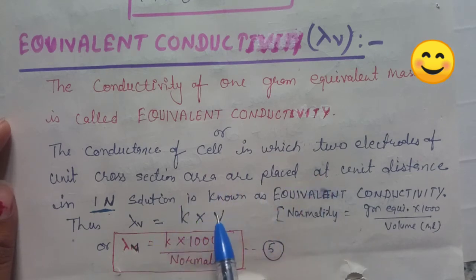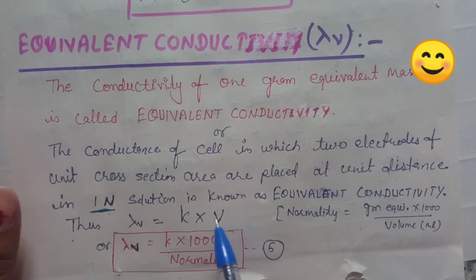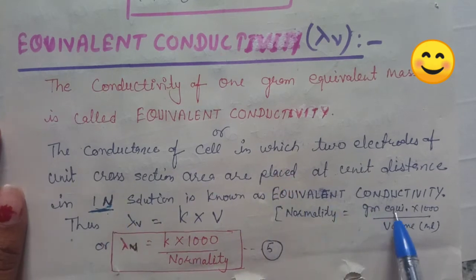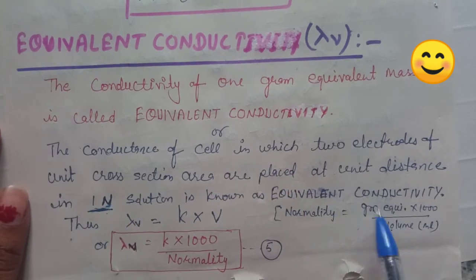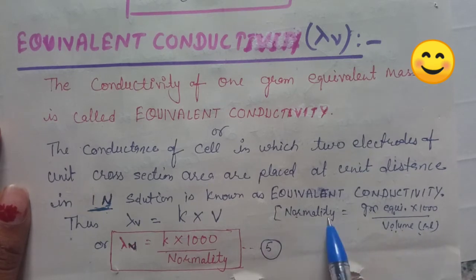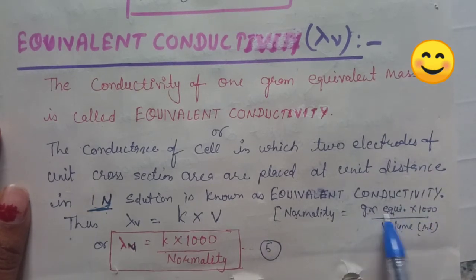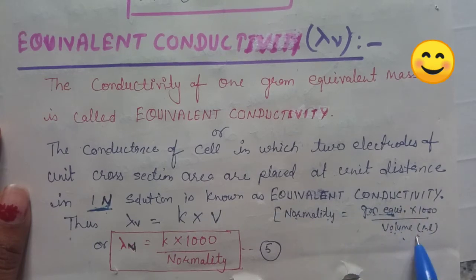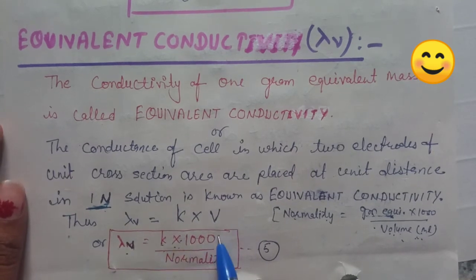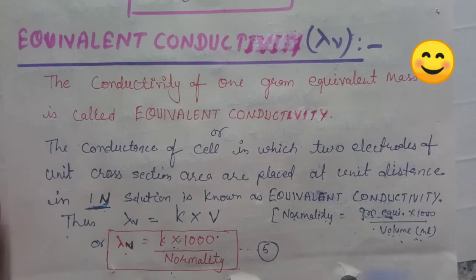Lambda V is equal to kappa into V. Here V is the volume of solution in mL, but the concentration is taken in normality. Normality is equal to gram equivalent per liter. Here 1 N means 1 gram equivalent is present in volume V in mL, so V is replaced by 1000 upon normality. So lambda V is equal to kappa into 1000 upon normality.